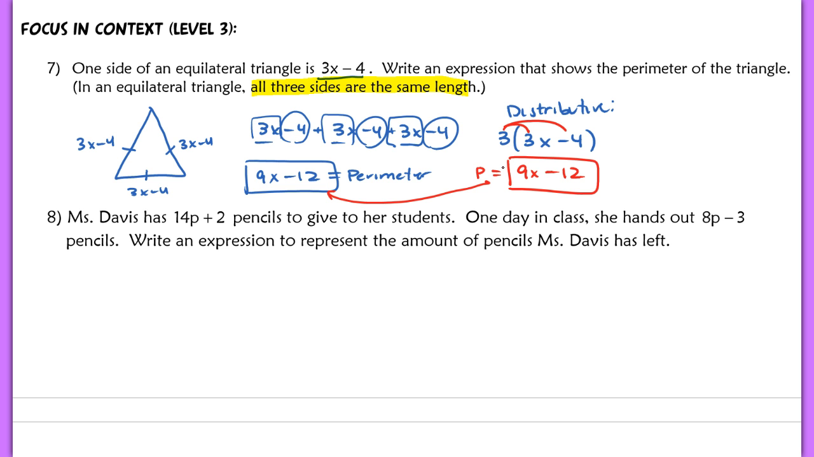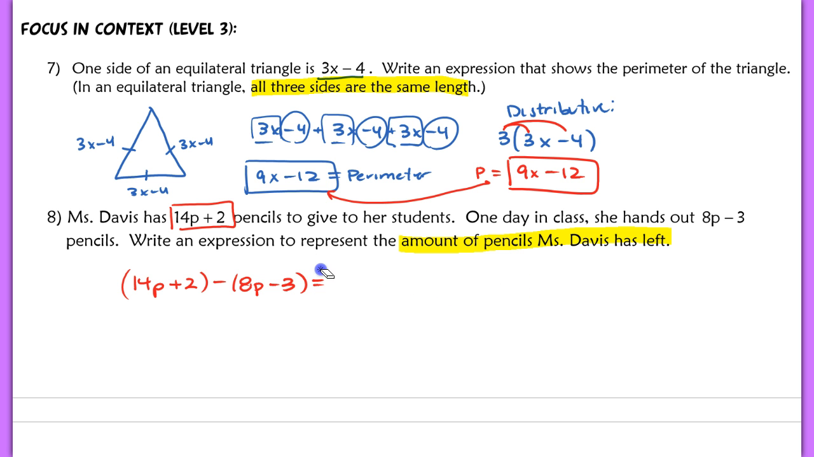Now in the next question, this one's a little bit trickier. It says Miss Davis has 14p plus 2 pencils to give to her students. One day in class, she hands out 8p minus 3 pencils. Write an expression that represents the amount of pencils that Miss Davis has left. So you need to make sure that here you're subtracting. We are going to take the amount I start with, so 14p plus 2, and we're going to subtract from that amount 8p minus 3. So in this case, this will show what's left over. So this expression would give us the leftover pencils.